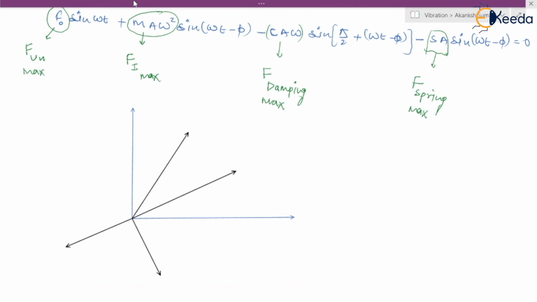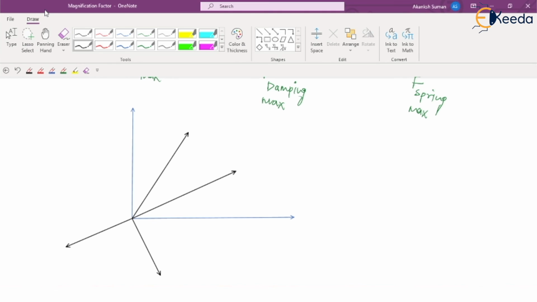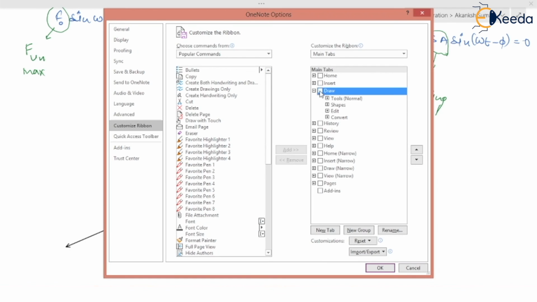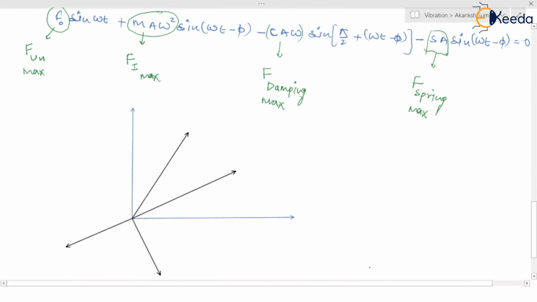Now see here, this is the graph that I have drawn here. Thus we are going to represent all the forces in this diagram.